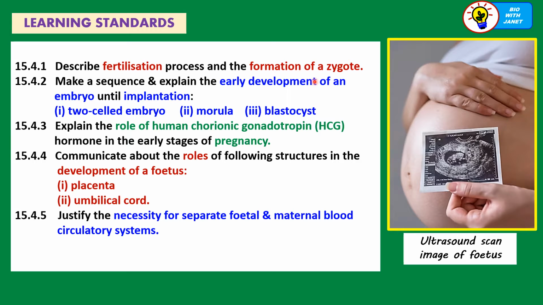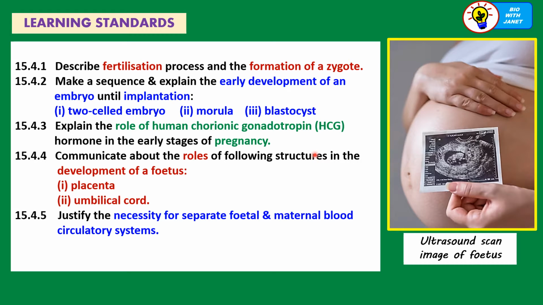The learning standards for this lesson are as follows. Firstly, we should be able to describe the fertilization process and the formation of a zygote. Okay, some of this has been studied in the lower forms, all right? But we are going to expand on that and study in more detail. Number two, make a sequence and explain the early development of the embryo until implantation. That is, the development of the embryo from a two-celled embryo to form the morula and then the blastocyst. So we'll find out what the meaning of these terms are, morula and blastocyst.